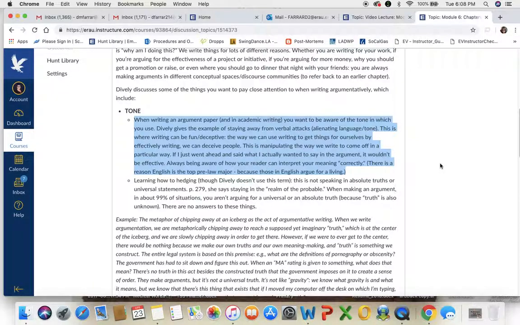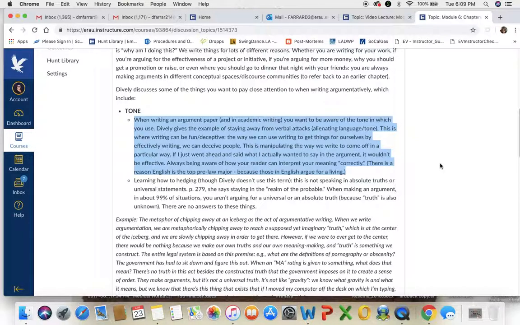So when writing an argument paper, and anytime in academic writing, you want to be aware of the tone in which you write. And she gives the example of staying away from verbal attacks, which is really good advice, and I would say the same thing. I often refer to it as alienating language.